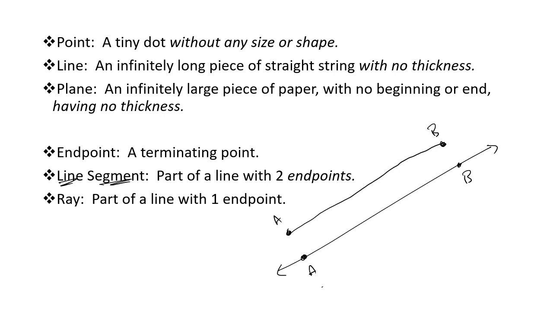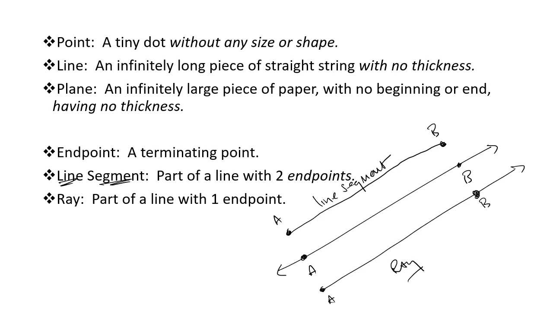And if I do the same thing, say I go to A and I go through B like that, then we call this a ray. So we call this a line segment up here, and we call this a ray down here.